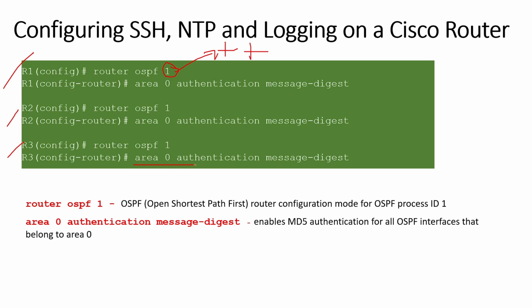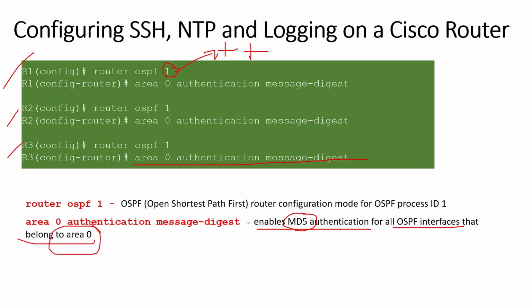The second command is this one, area 0 authentication message-digest. This enables the MD5 authentication for all OSPF interfaces that belong to area 0. So this configures cryptographic authentication, not clear text authentication, for area 0.